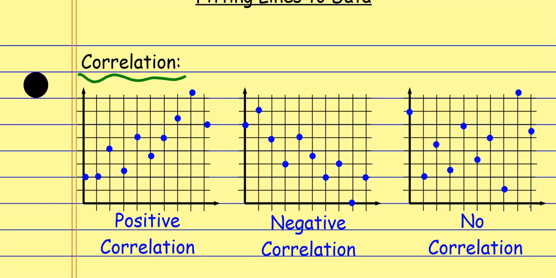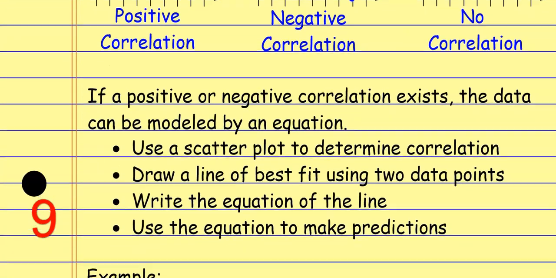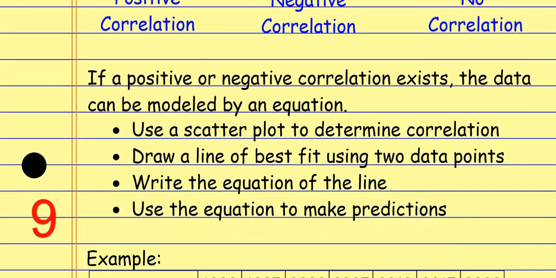And the idea behind correlation is if there's correlation and it looks like a line, I can write an equation of that line. And that's what we want to do. We want to write the equation of that line if the correlation exists. If there's no correlation, I simply can't do that. So if a positive or negative correlation exists, the data can be modeled by an equation. And so here's what we do. We draw a scatter plot, which is essentially us just plotting the points. We take whatever data values are given and we just plot them. That's what a scatter plot is. And that'll tell us if this has positive or negative correlation, or if there's no correlation.